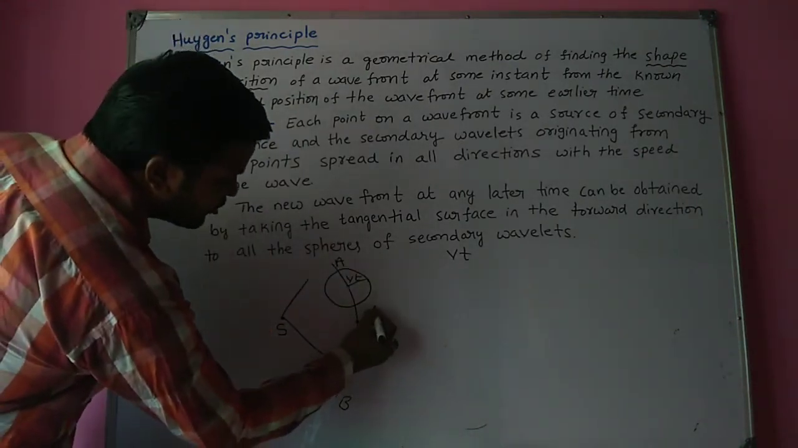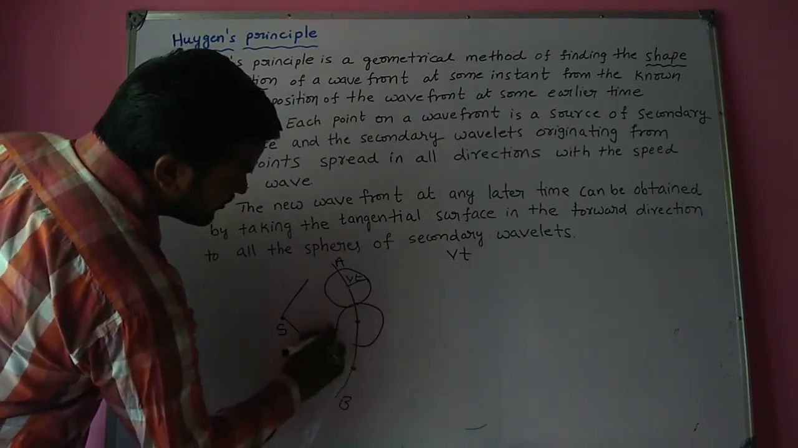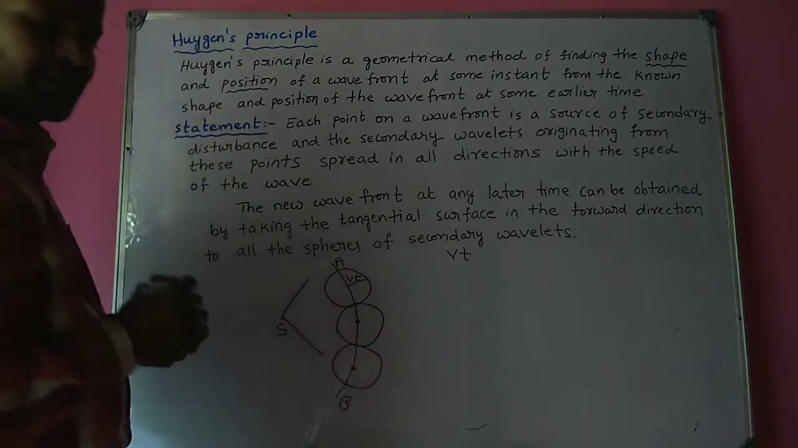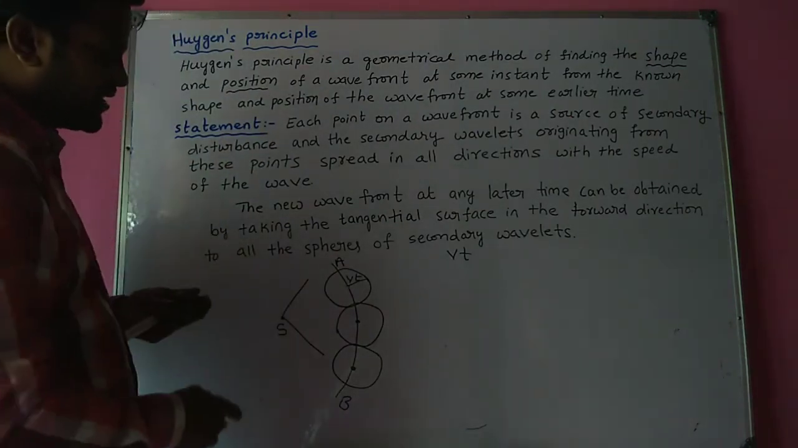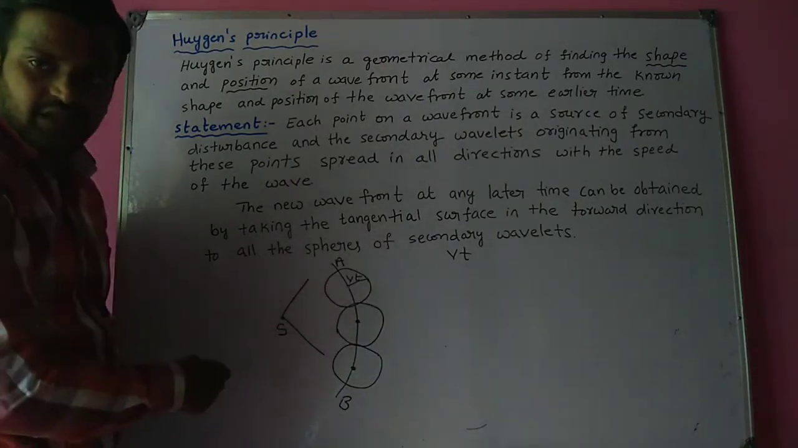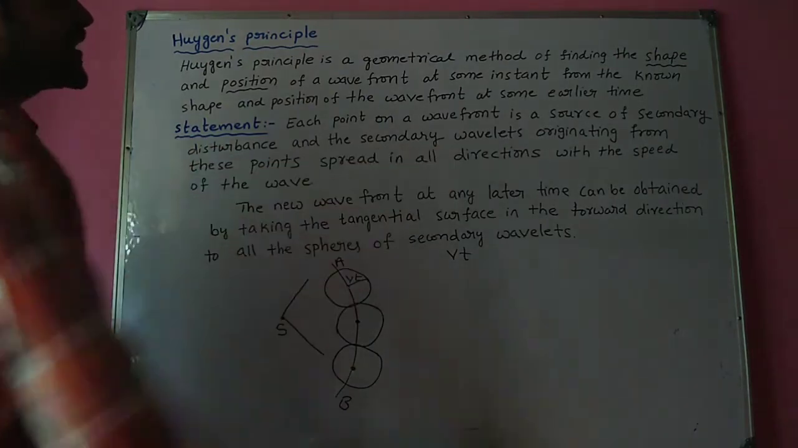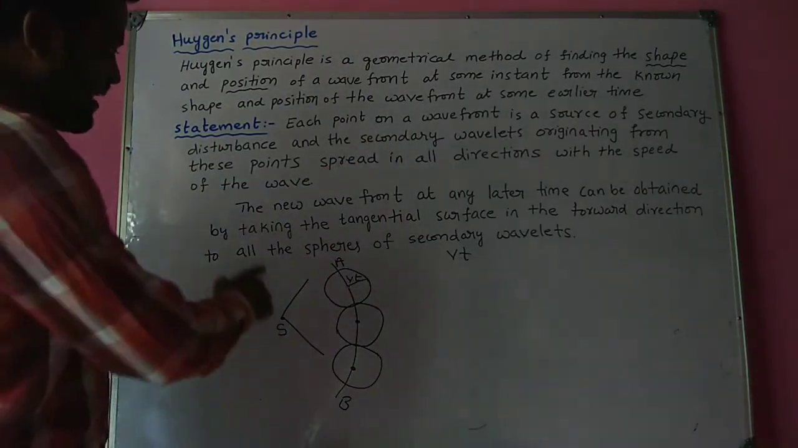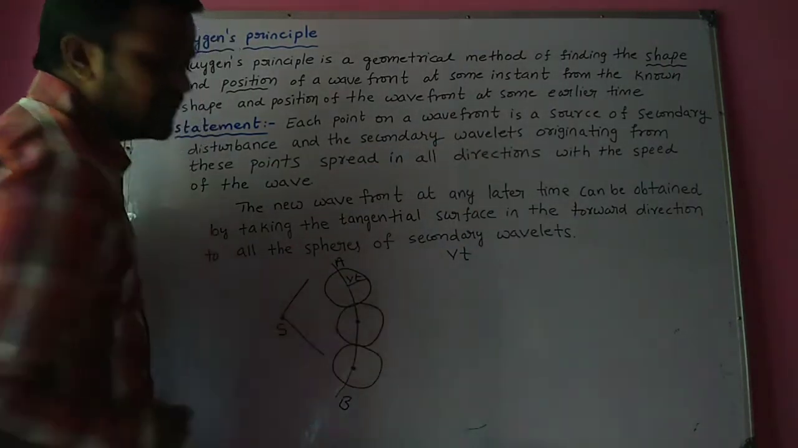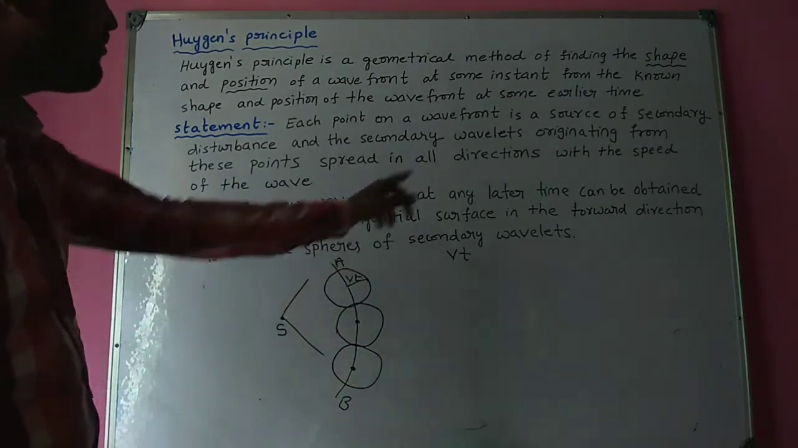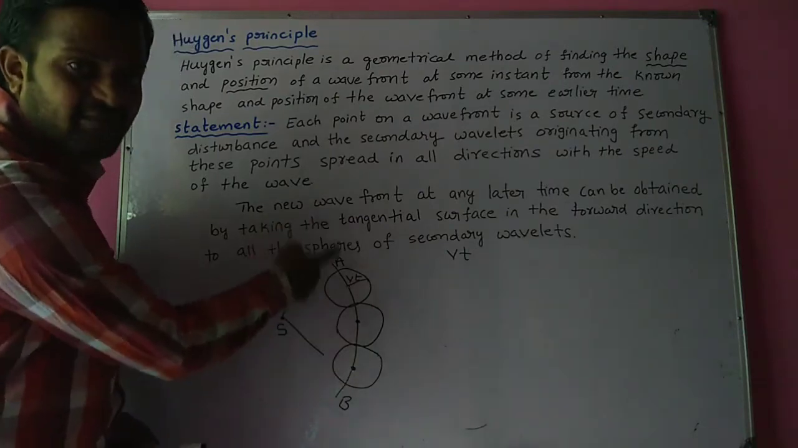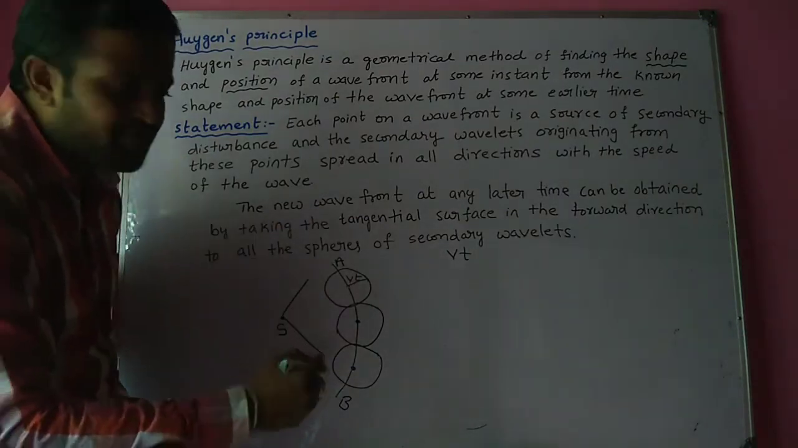Similarly, this point also spreads out in the form of a circle, like this. From this also it spreads in the form of a circle. Now these are the spheres for all the secondary disturbances. Now the new wavefront at any later time is obtained by taking the tangential surface in the forward direction. This is the forward direction. These are the spheres of the secondary wavelets.